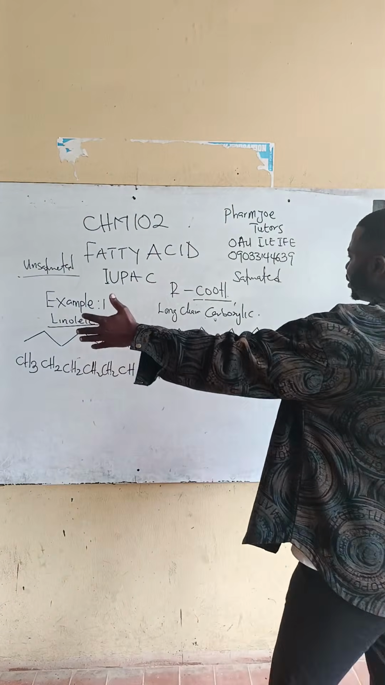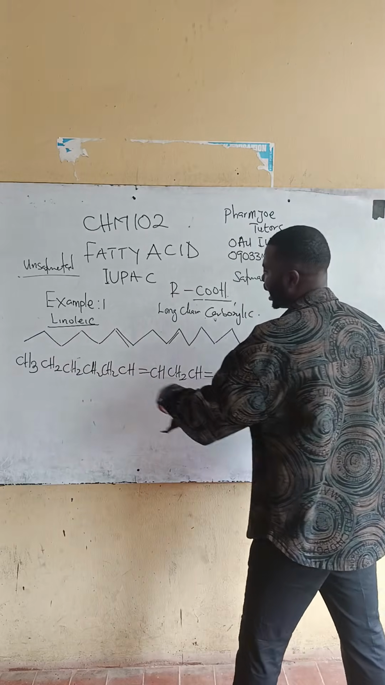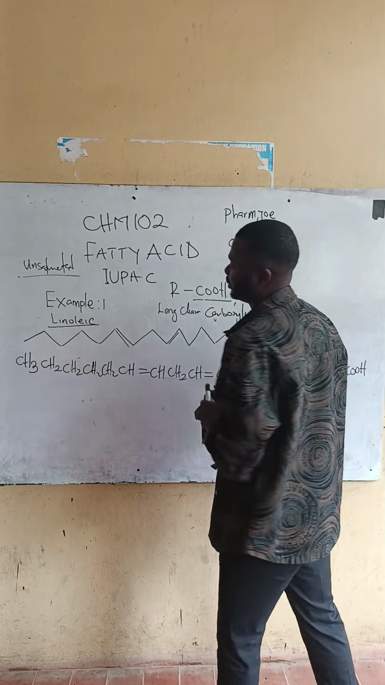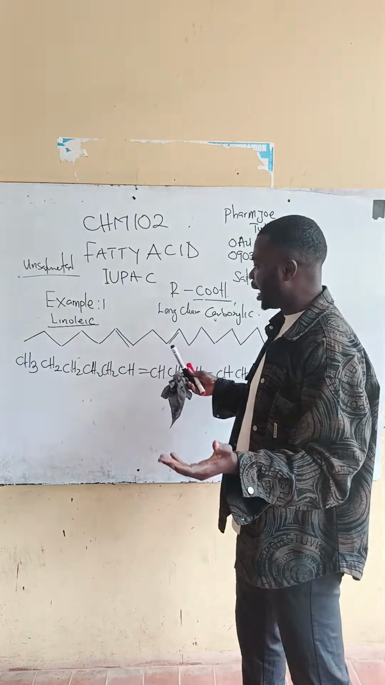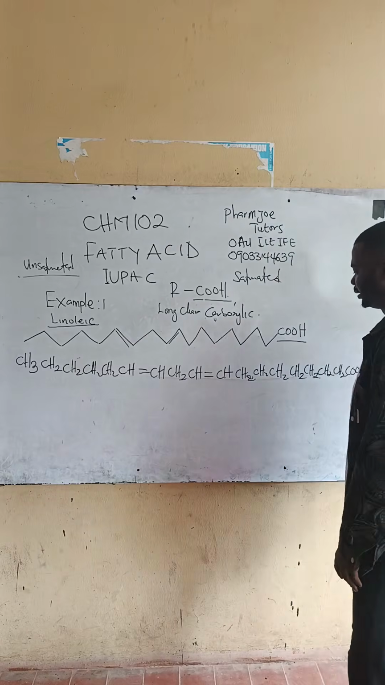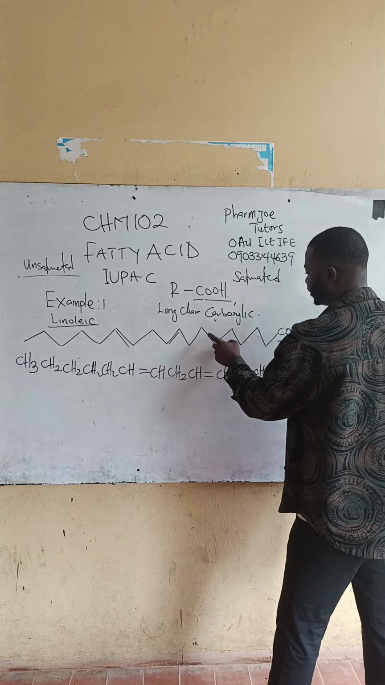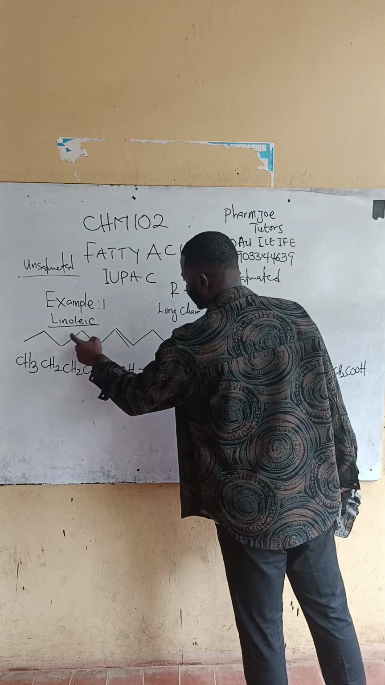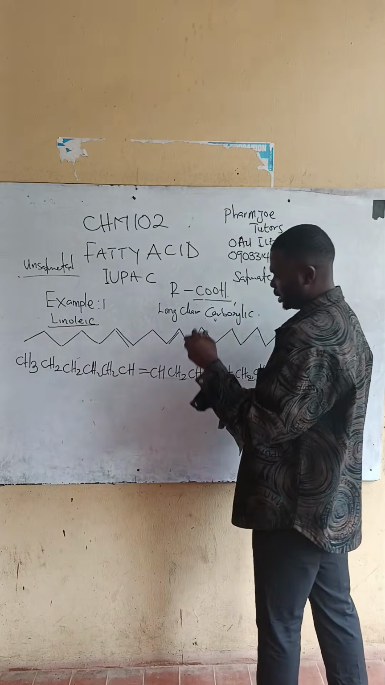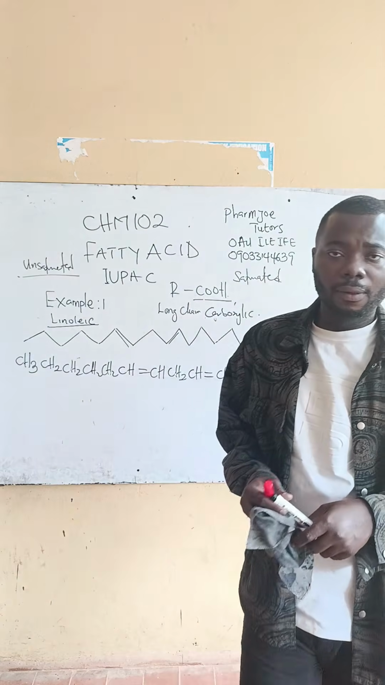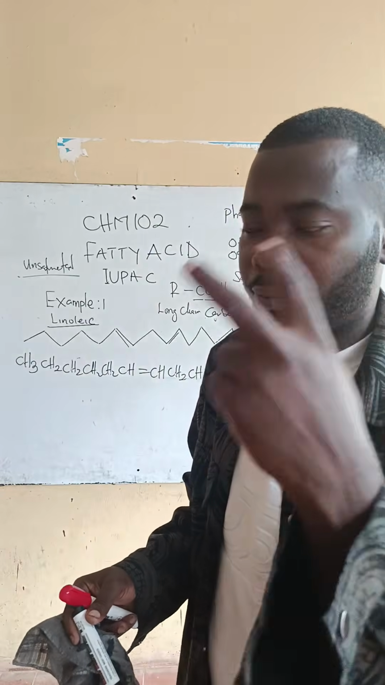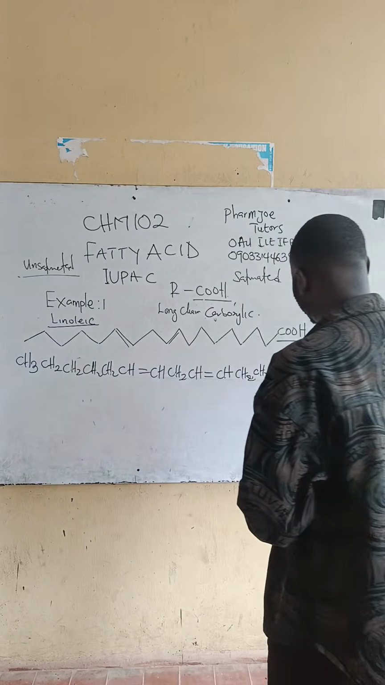Now, let's look at this example I have on the board. This is linoleic acid. For linoleic acid, you can see how beautiful this is. If you count, this is 1, 2, 3, 4, 5, 6, 7, 8, 9, 10, 11, 12, 13, 14, 15, 16, 17, 18. This has 18 carbon with 2 double bonds.